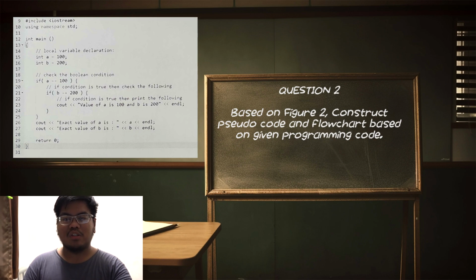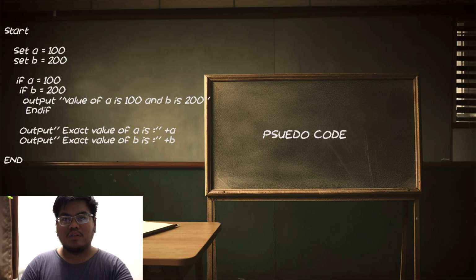Based on figure 2, construct pseudocode and flowchart based on the given programming code. Here to the left is figure 2. So let's build the pseudocode first. Pseudocode must start with a start. So we'll put start, then set A to 100, set B to 200. If A equal to 100, if B equal to 200, output value of A is 100 and B is 200, and if. Then output exact value of A is plus A, output exact value of B is plus B, and.